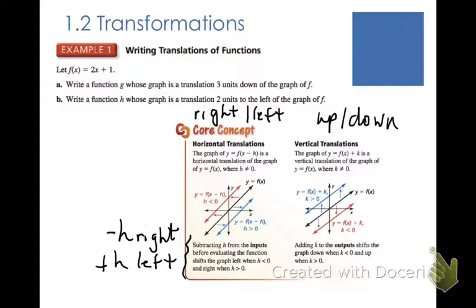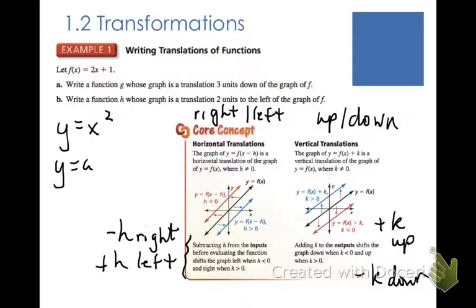Shifting up or down, if you add k, it's going to shift it up, and if you subtract k, it's going to shift it down. And just remember where those values are. So if we're talking about, let's say, a quadratic function, the a value will be in front, the h value is right next to the input, and the k value is at the end. a, h, and k are constants.